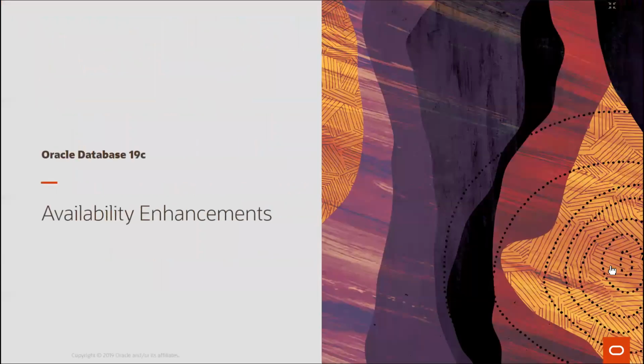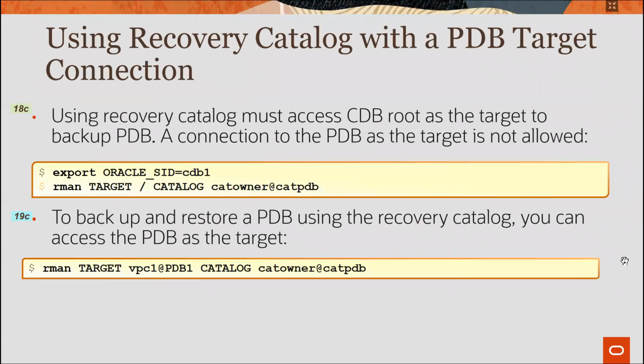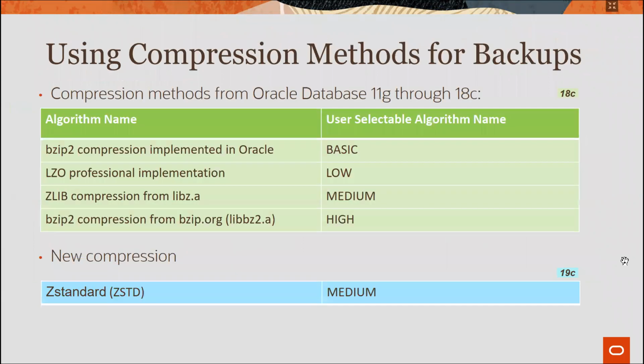Next slide. Going to look at some availability enhancements when we're working with our recovery catalog. Recovery catalog is part of your RMAN system. In 18C, when I was using the recovery catalog, I would have to access the container database to access that target for the backup of a PDB. Today, we can go directly to that PDB, which is what we see on the second point on our slide. Next slide.